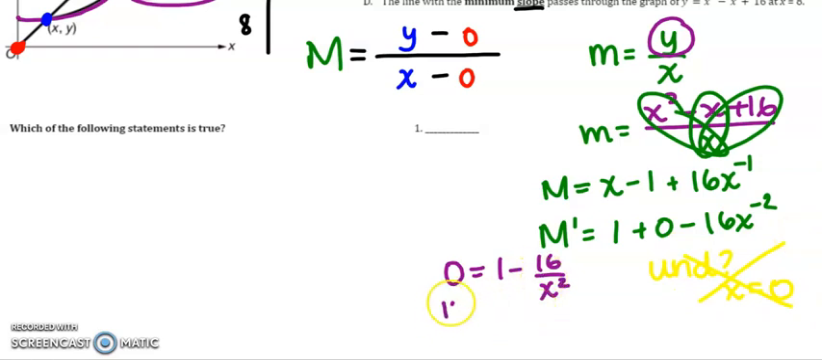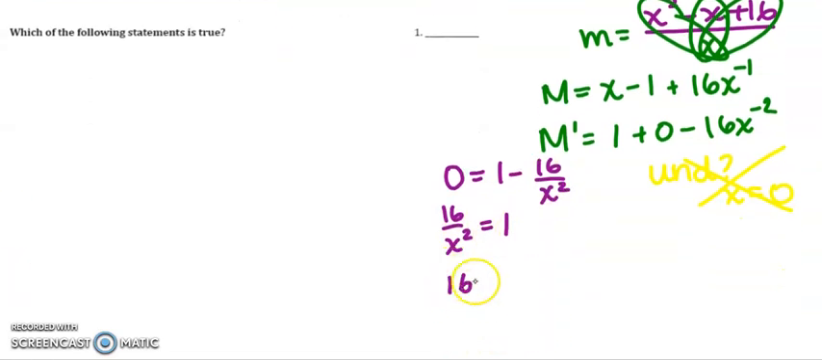For this one, I'm going to add 16 over x squared to the other side, set that equal to 1. That means that 16 is equal to x squared, and 4, or negative 4, is equal to x. So these are my 2 critical numbers, but again, negative 4 was not on my interval from 1 to 8. So I really just have a critical number at x equals 4.